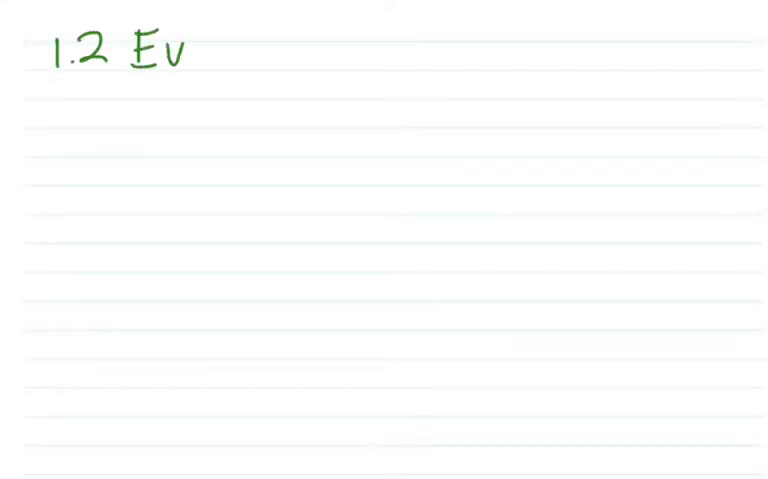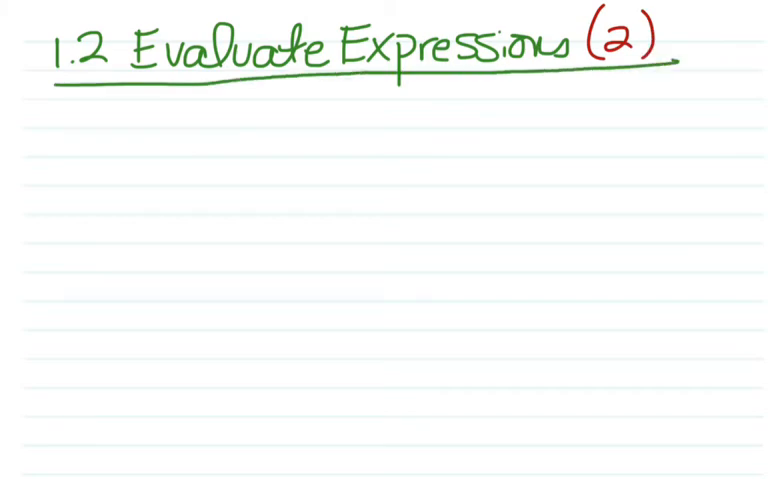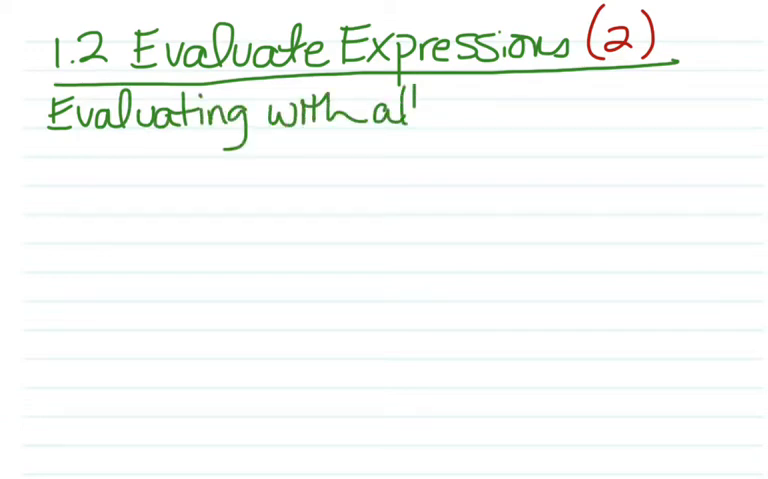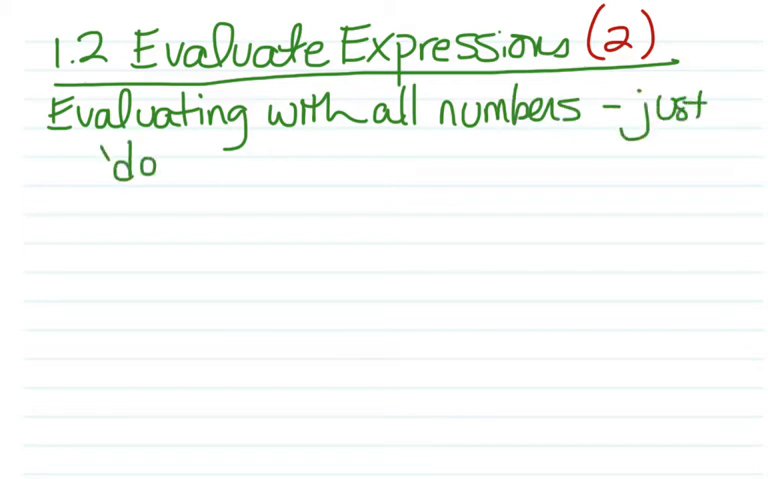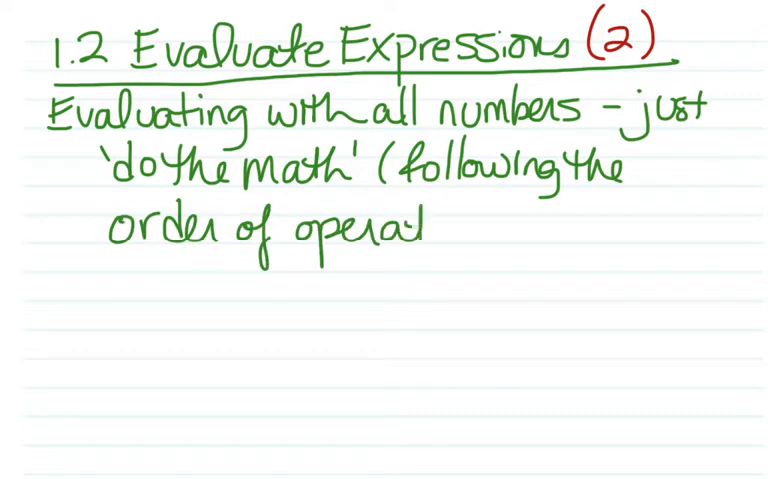So the second part of 1.2, evaluating expressions. This time we're going to actually evaluate some expressions. We can evaluate expressions if they have all numbers, and if the expressions have all numbers, we're just going to do the math. Whatever it says, we're going to do according to the order of operations. Not much to say about it.